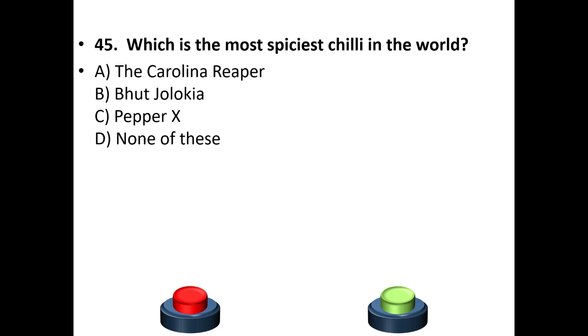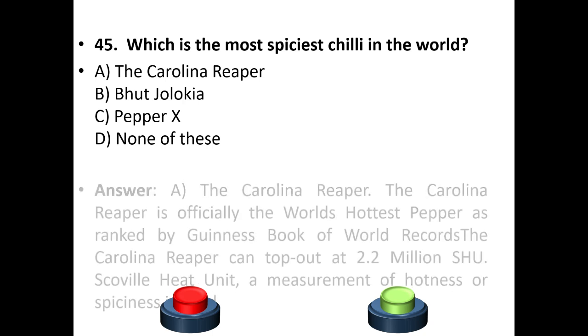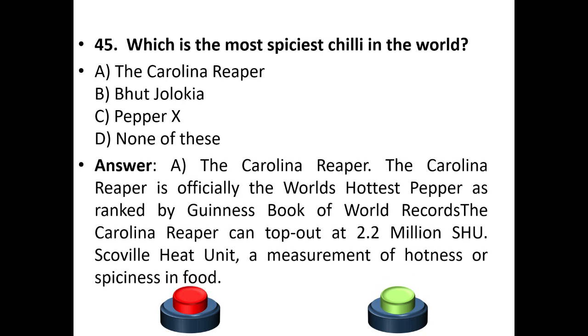Bhut Jolokia is the spiciest chili in India, found in Assam. The Carolina Reaper is officially the world's hottest pepper as ranked by Guinness Book of World Records. Carolina Reaper can top out at 2.2 million SHU. SHU means Scoville heat unit. It is a measurement of hotness or spiciness in food.